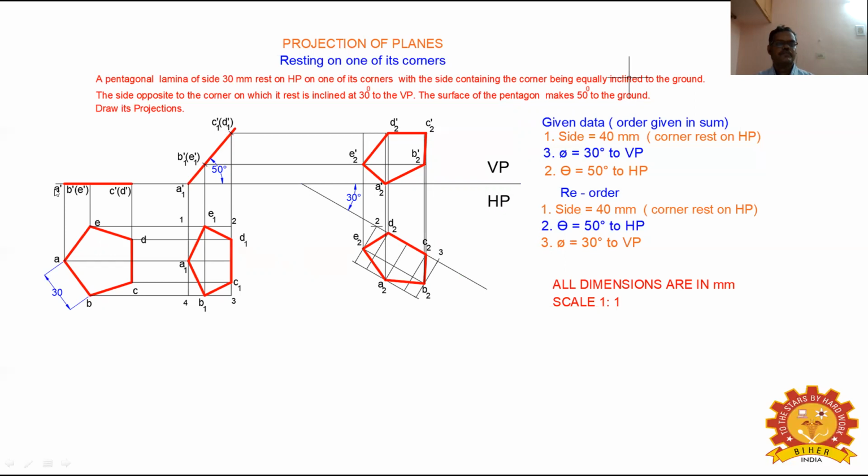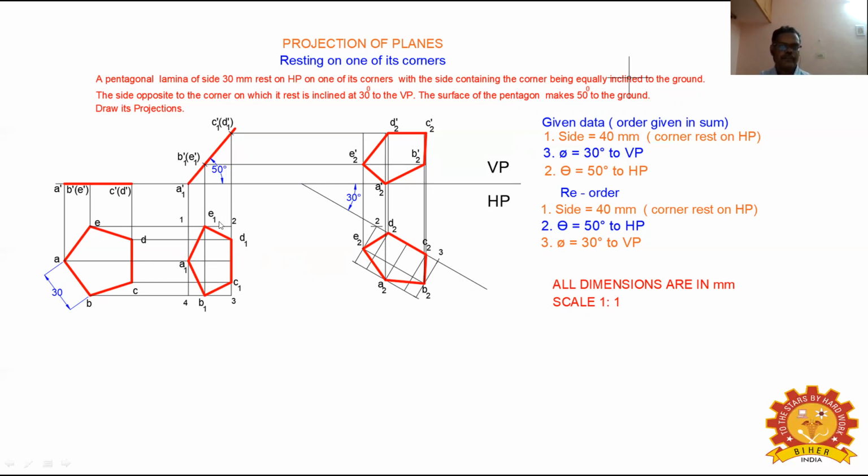Similarly, since A1 dash is a resting edge, you have to measure from A dash to B dash, and from A1 dash as center, cut an arc. Mark as B1 dash E1 dash. From C1 dash, B1 dash, A1 dash, draw a vertical line, and in the top view, draw a horizontal line from A, B, C, D, E. The corresponding intersection points mark as A1, B1, C1, D1 and E1. Since it is inclined to HP, from the top we will get a smaller pentagon.